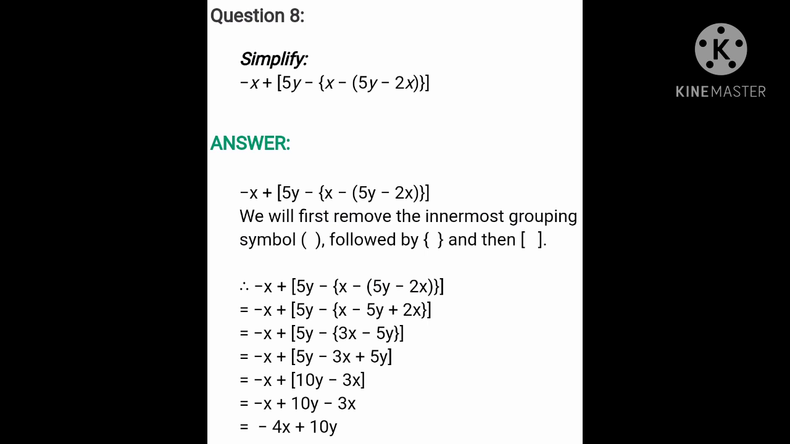Then again in the next step, minus x plus, inside the big bracket it is 5y minus, now x plus 2x is 3x, and 5y minus 5y is there. Again in the next step we will remove the middle bracket, so it will become minus x plus big bracket open 5y minus 3x plus 5y. Now this 5y plus 5y will become 10y minus 3x. So it is minus x big bracket open 10y minus 3x big bracket closed. Now minus x plus 10y minus 3x. Now minus x and minus 3x becomes minus 4x plus 10y, which is our answer.